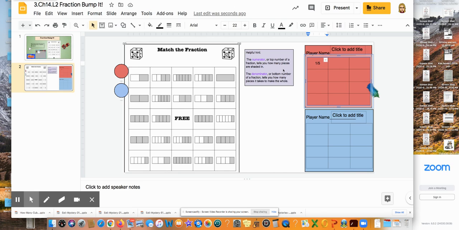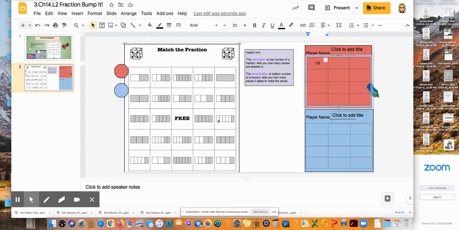And remember, for 3rd grade and for this game, your numerator is going to be the smaller number. That isn't true when you get to 4th grade, but for 3rd grade, that's how you're going to keep it. So the numerator is 1, the denominator is 5. So that means I'm going to come over here on my game board, and I'm looking for one piece that is shaded in gray and a bar that has 5 pieces all together.